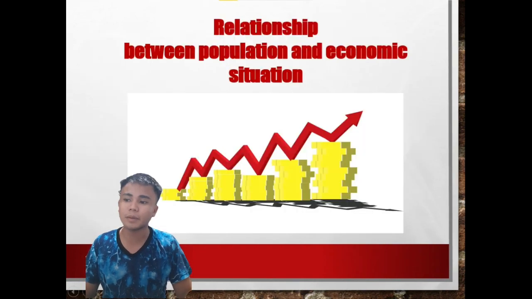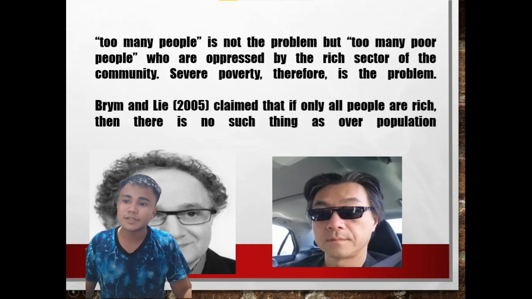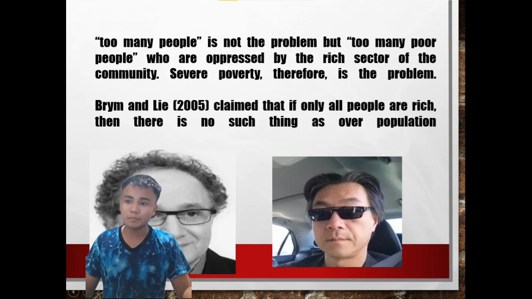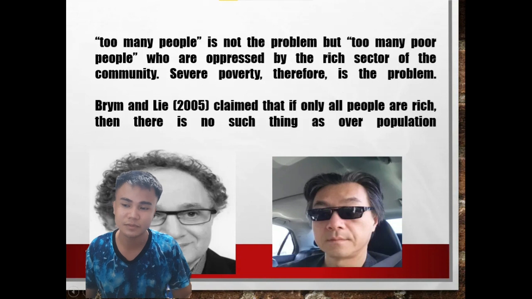Relationship between population and economic situation. Too many people is not the problem, but too many poor people who are oppressed by the rich sector of the community. Severe poverty, therefore, is the problem. Premanlai in 2005 claimed that if only all people are rich, then there's no such thing as overpopulation.